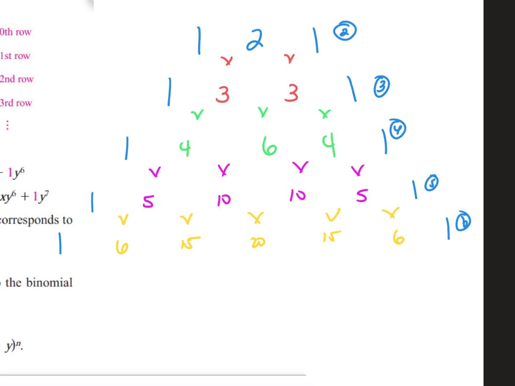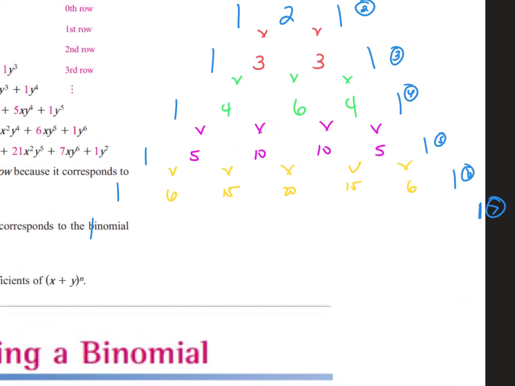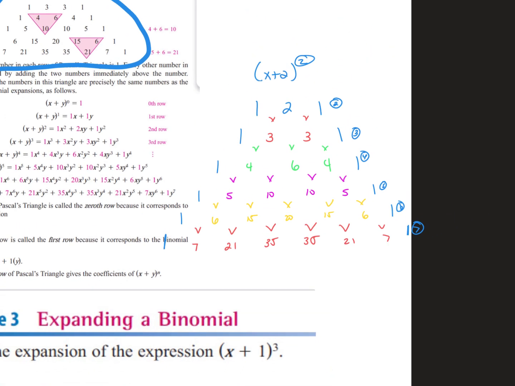And then what about if I go ahead and I'm all crazy and I say we're going to raise something to the seventh power. So I have 1s on the very end. And then again, guys, we're just going to add. So 1 plus 6 is 7. 6 plus 15 is 21. 15 and 20 is 35. 20 and 15 is 35. 15 and 6 is 21, and 6 and 1 is 7. So that would be the seventh row.